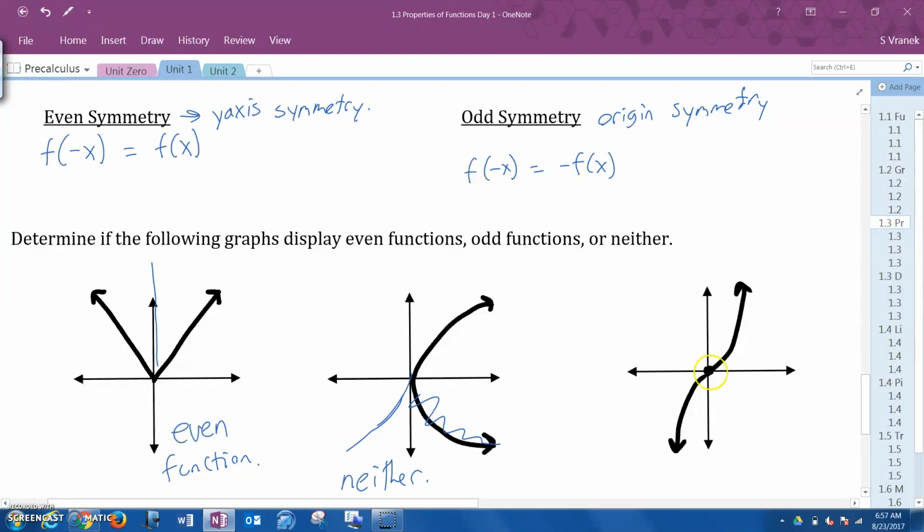And finally, this is a cubic function. This one displays origin symmetry, because if I put 1, 1 in, if I put negative 1 in, I'll get a negative 1 out. So that's what this is saying here. If I decide to change 1 to negative 1, then the y will also change to negative 1. So this is an odd function.